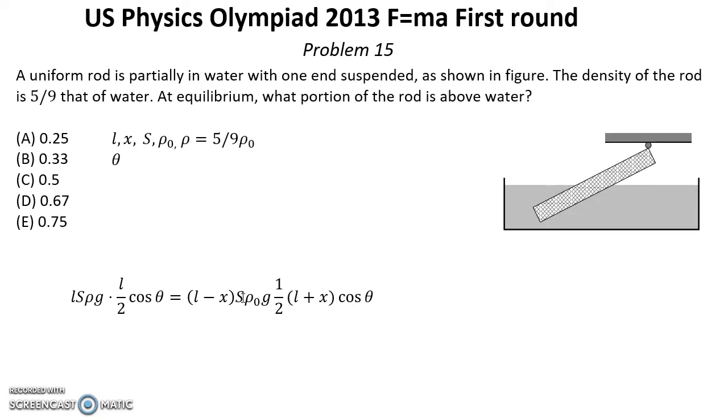water, which is displaced by the rod, (L minus x) multiplied by S, and rho 0 multiplied by g, and we multiply it by the lever arm for this buoyancy force compared to this point of rotation, which is 1/2 (L plus x) multiplied by cosine theta. After all cancellations, we have this expression, and x equals 2/3 L, which is answer D.